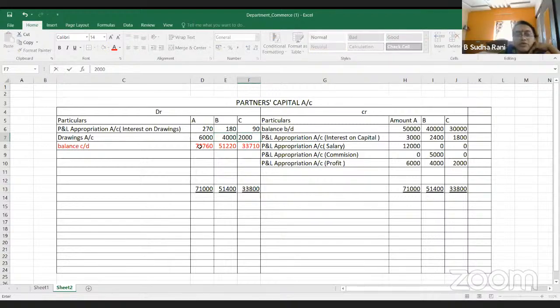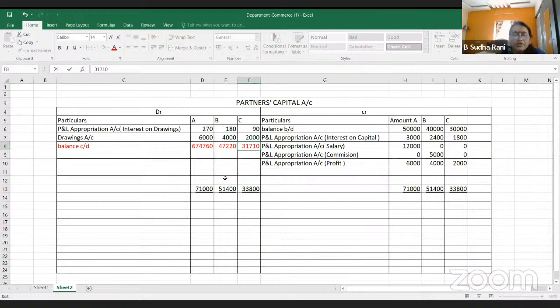Right. So 6,000 means it becomes 64,000. 51 minus 4 means 47,000. 33 minus 2 means 31,000. Done? No, everything that is given in the question should be taken somewhere or the other. I'm sorry, I forgot to say. Drawings are to be taken. Understood?